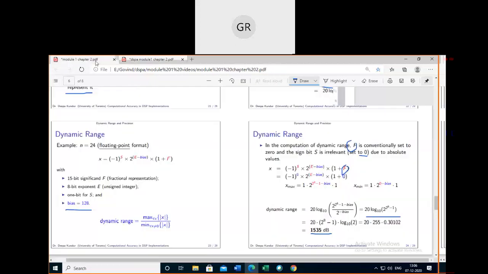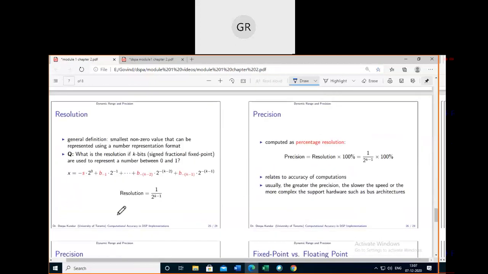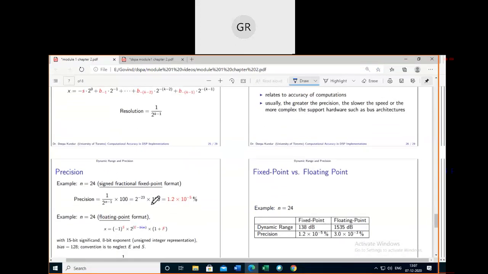Here he used a different equation: 1 divided by 2 raised to k minus 1. Simply, here n is equal to 24, so 2 raised to minus 23 into 100. That means 1.2 into 10 raised to minus 5 percent. Here we will get different values.